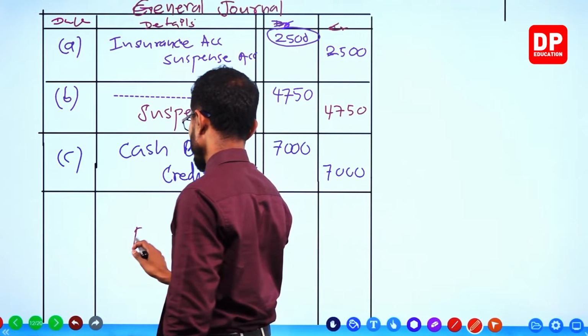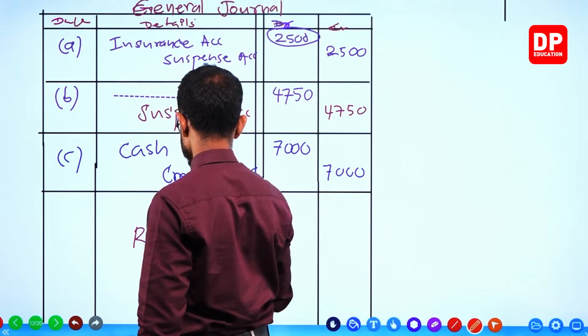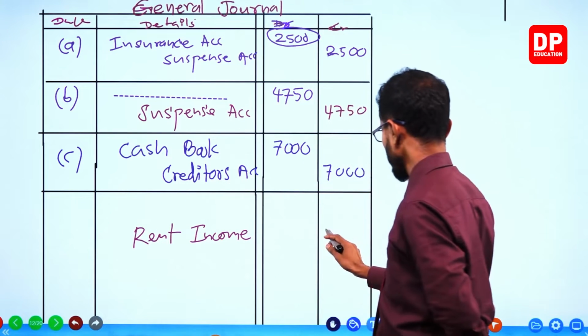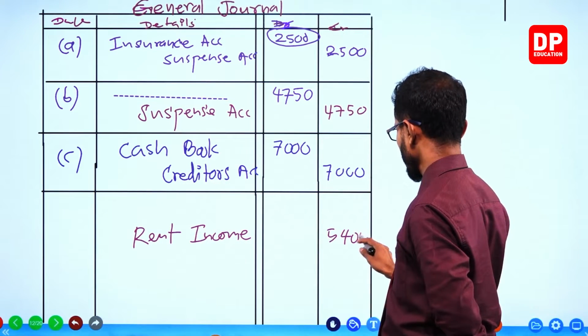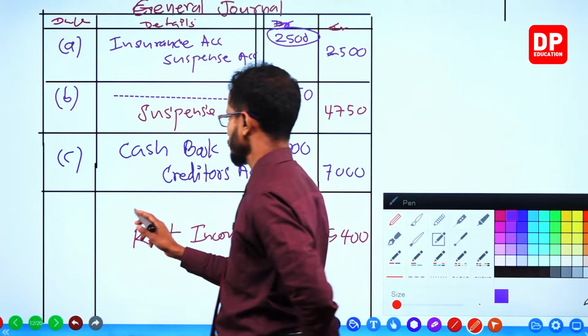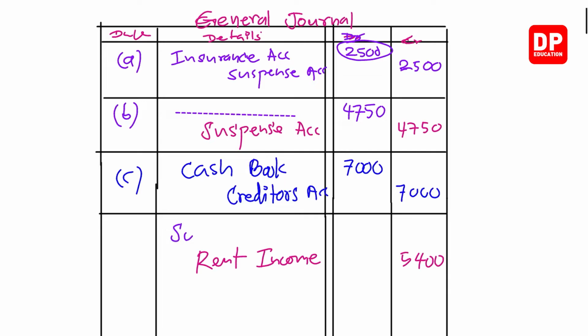Rent income credit $5,400. Where to debit? Suspense debit. Because there's no other account to correct. Suspense account 5,400. This is D.